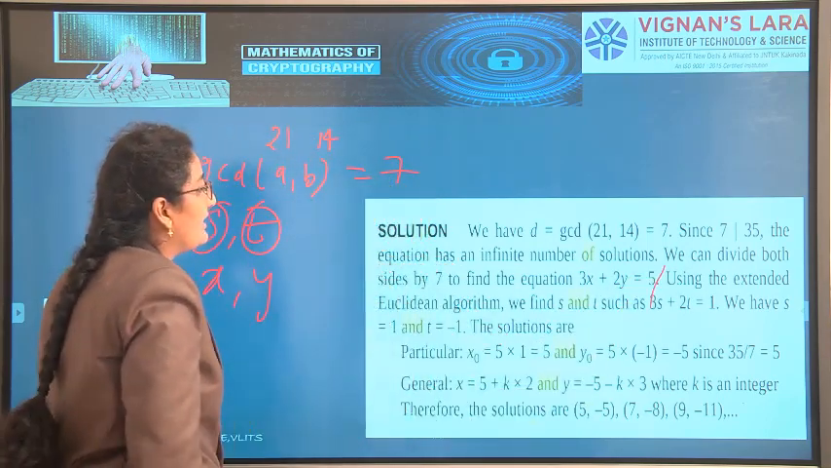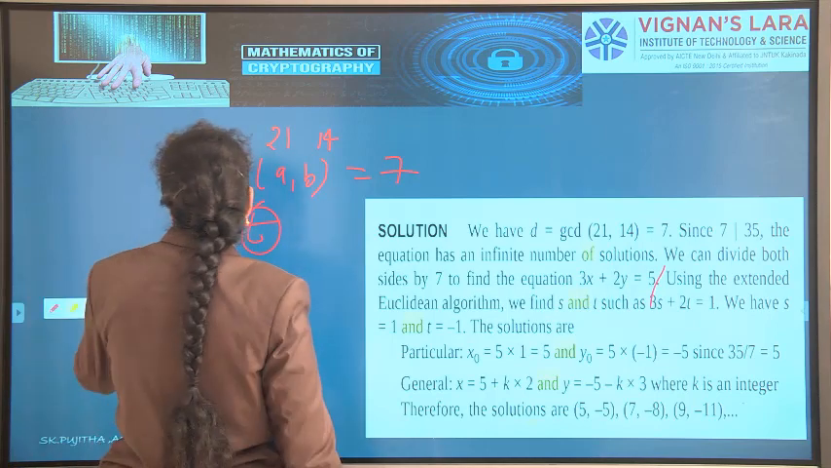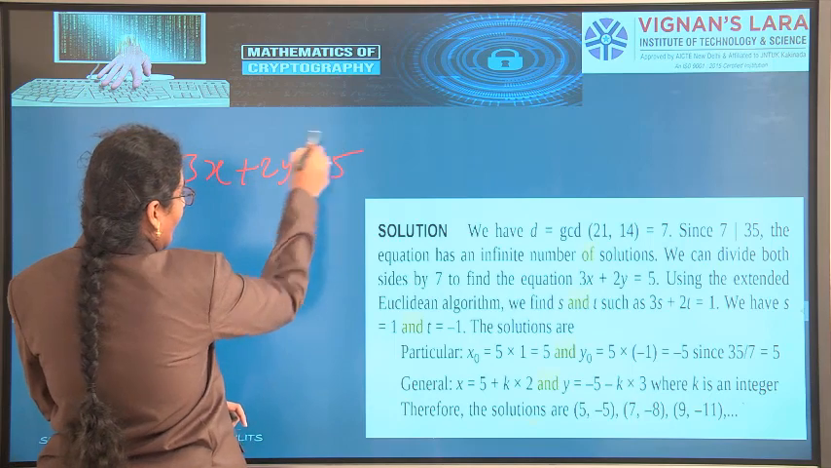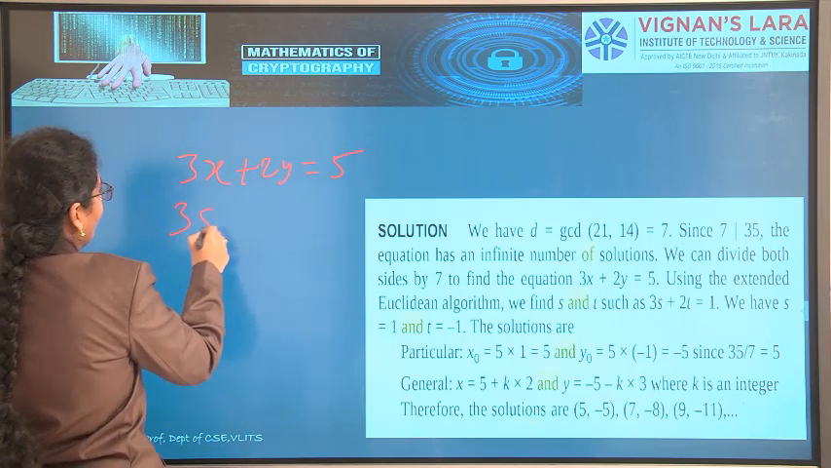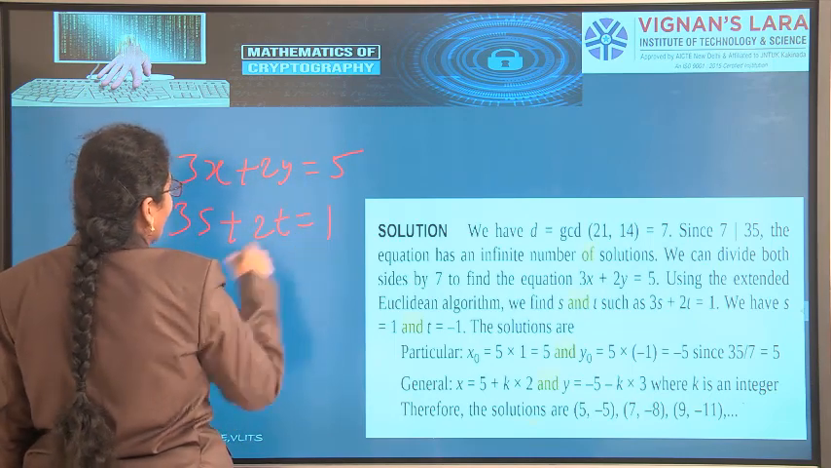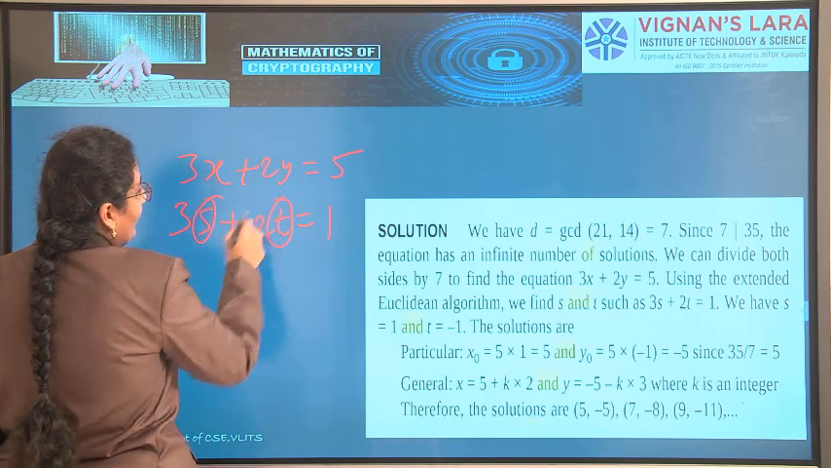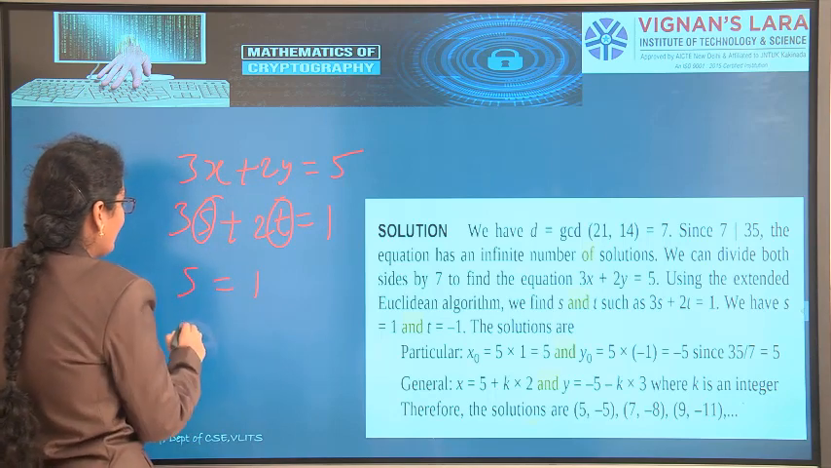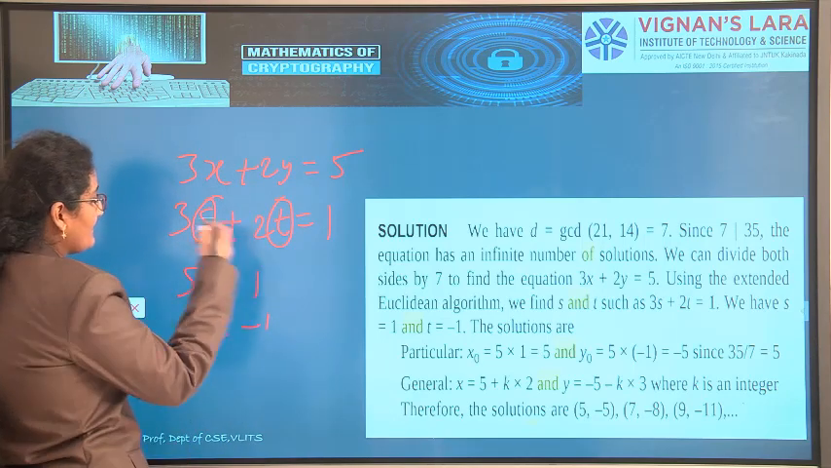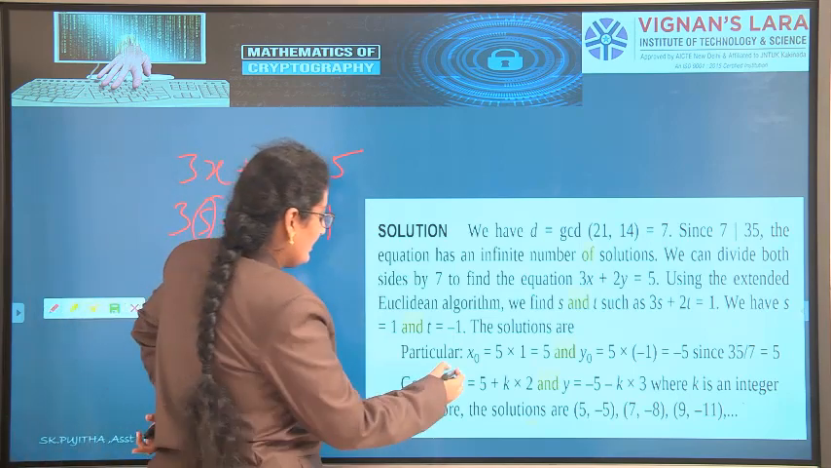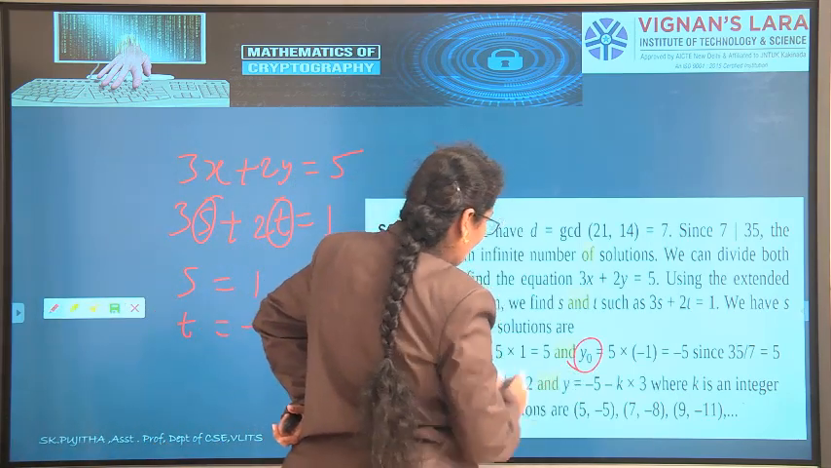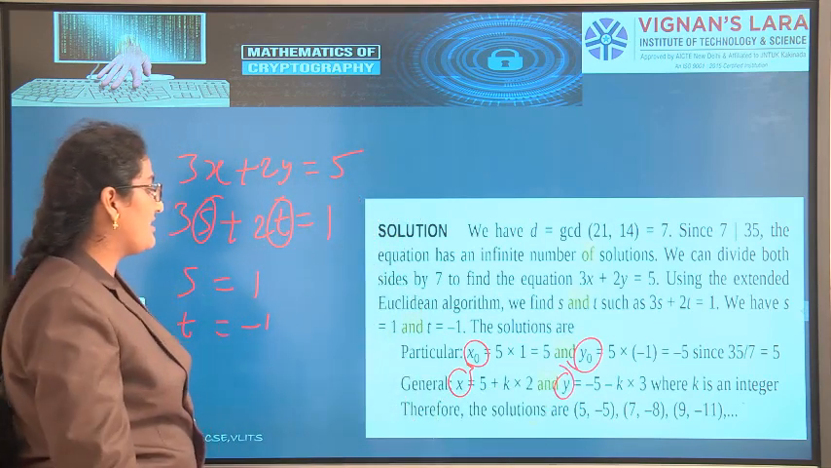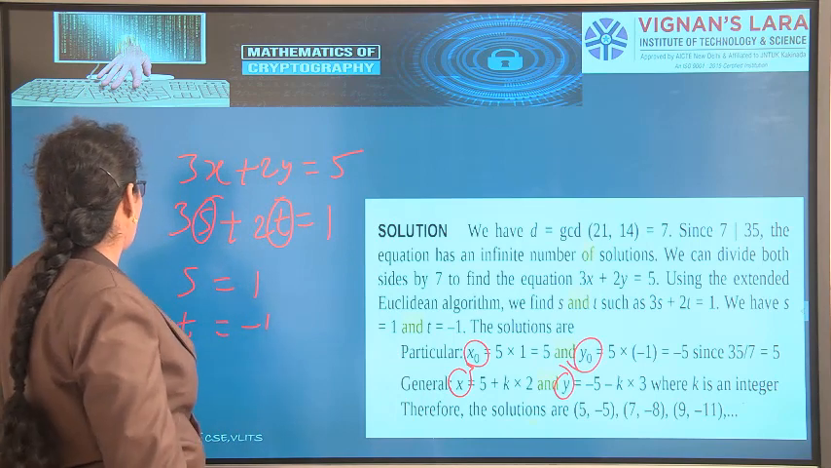So using extended Euclidean, what we have done? What is the equation we got? 3x plus 2y equal to 5 we got. So what we will do? 3s plus 2t equal to 1 we will confirm. This s and t we got from extended Euclidean. So s will be 1, t will be minus 1. By substituting these values we can get general solution x naught and y naught and particular solution x and y. After obtaining general solutions and particular solutions, we can conclude this.